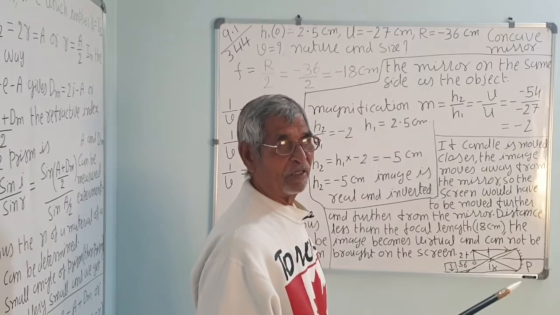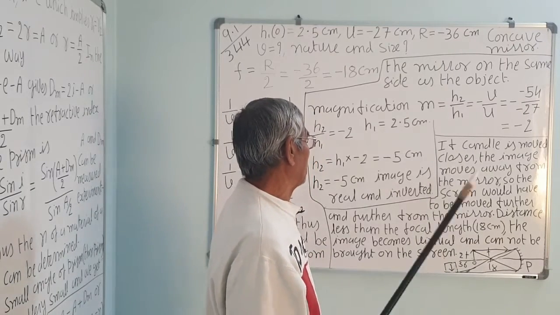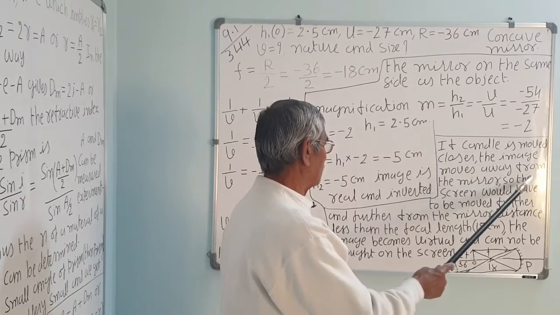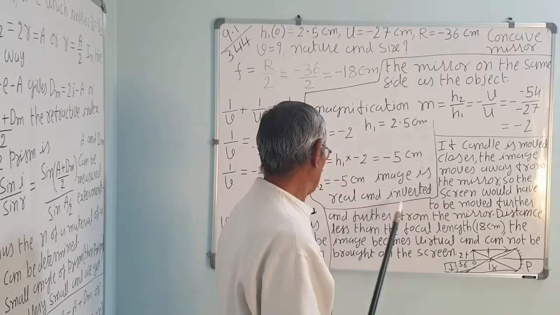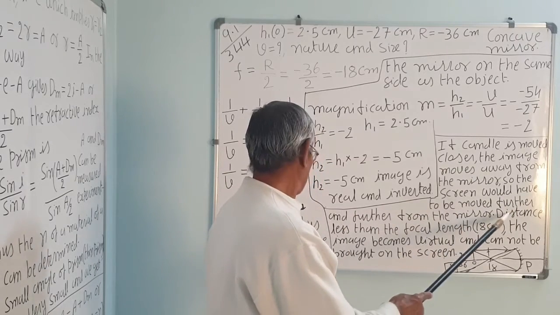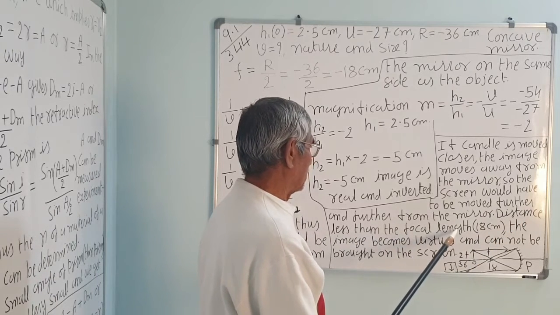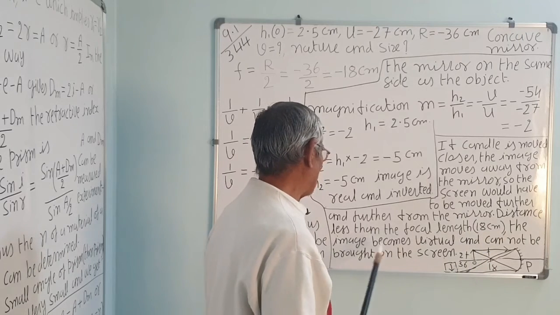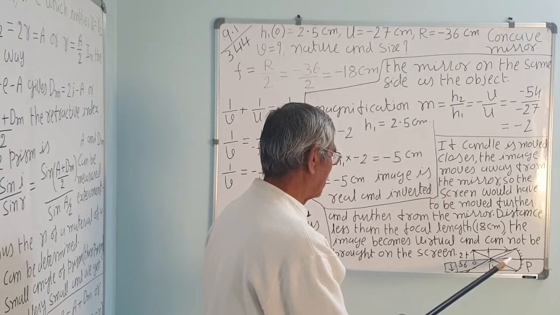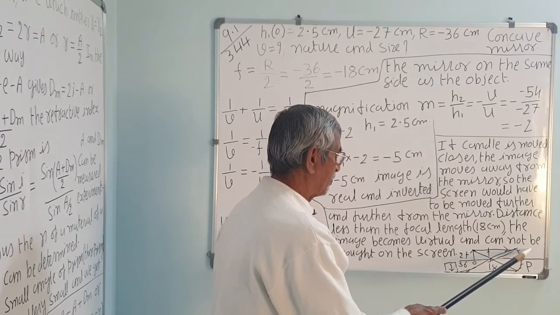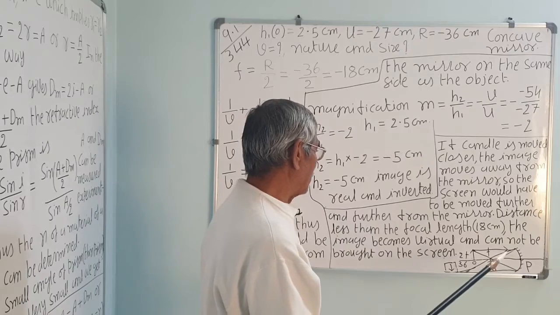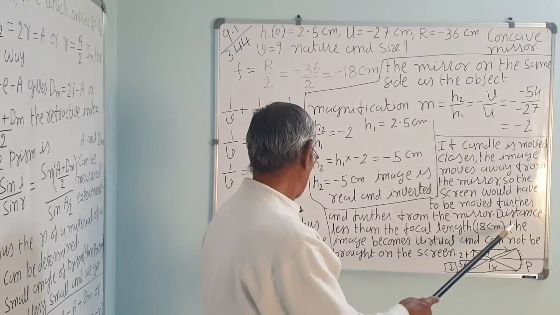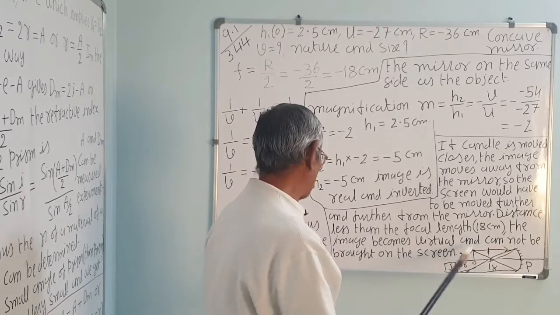Virtual images are upright, and upright images cannot be brought on the screen. Remember, if the candle is moved closer, the image moves away from the mirror, so the screen would have to be moved further and further from the mirror. For a distance less than the focal length, that is less than 18, if it is 18, then the image will be at infinity. And the image becomes virtual. If it is less than 18, then it is virtual and upright, that is behind the mirror. It will be magnified, no doubt, but behind the mirror. It cannot be brought on the screen.